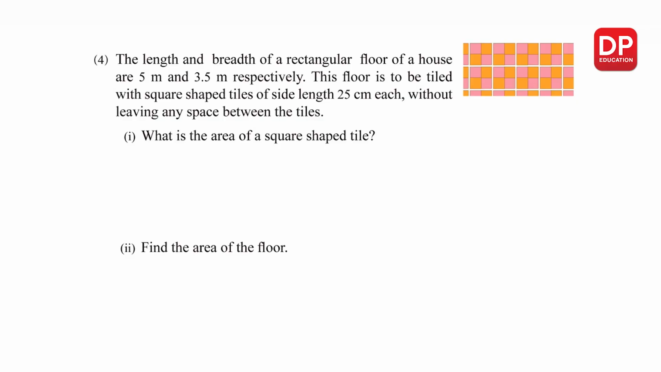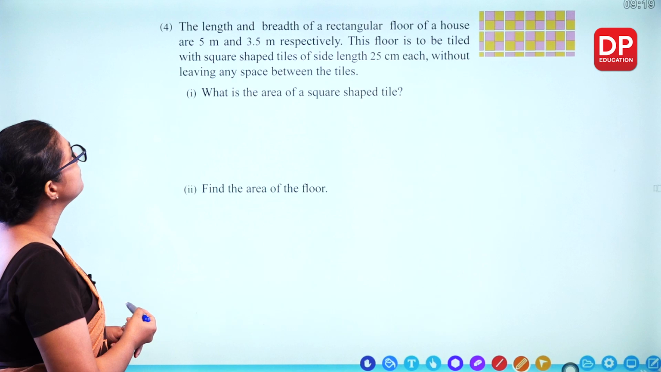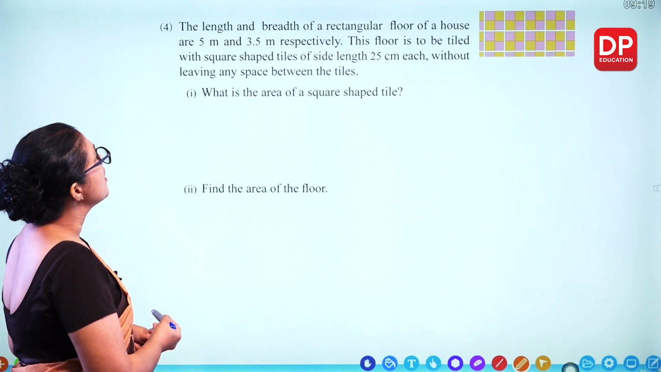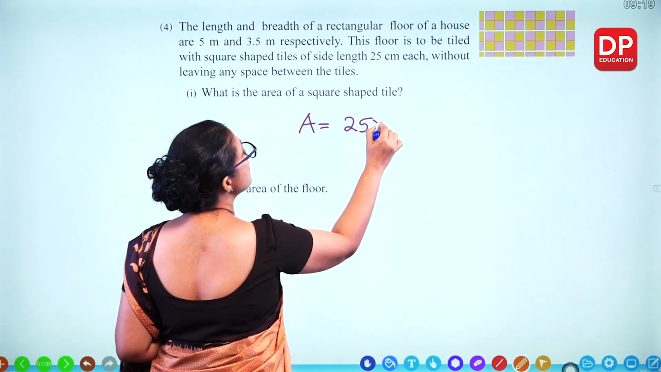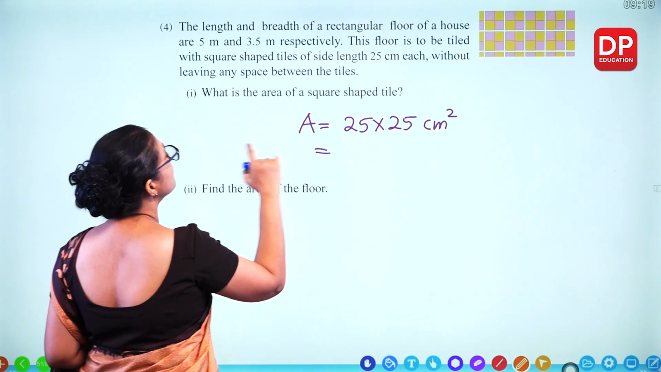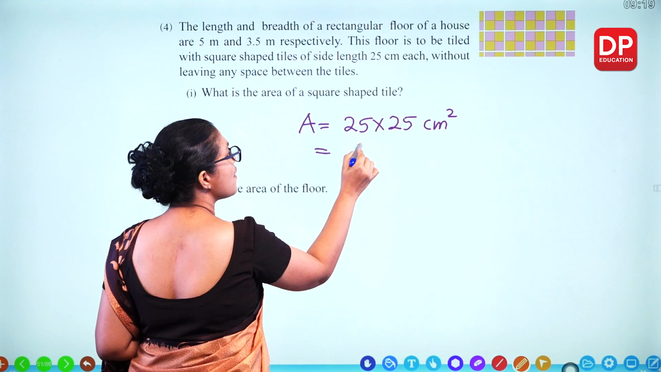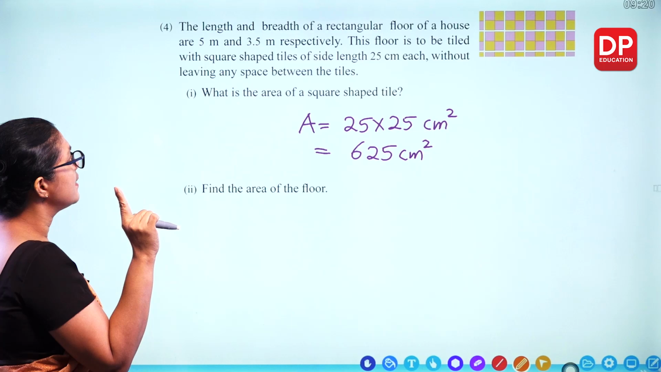The length and breadth of a rectangular floor of a house are 5 meters and 3.5 meters respectively. This floor is to be tiled with square-shaped tiles of side length 25 cm each without leaving any space between the tiles. What is the area of a square-shaped tile? Length is 25, so the area is equal to 25 into 25. That's in square centimeters. 25 times 25, 625 square centimeters. That's the area of one tile.